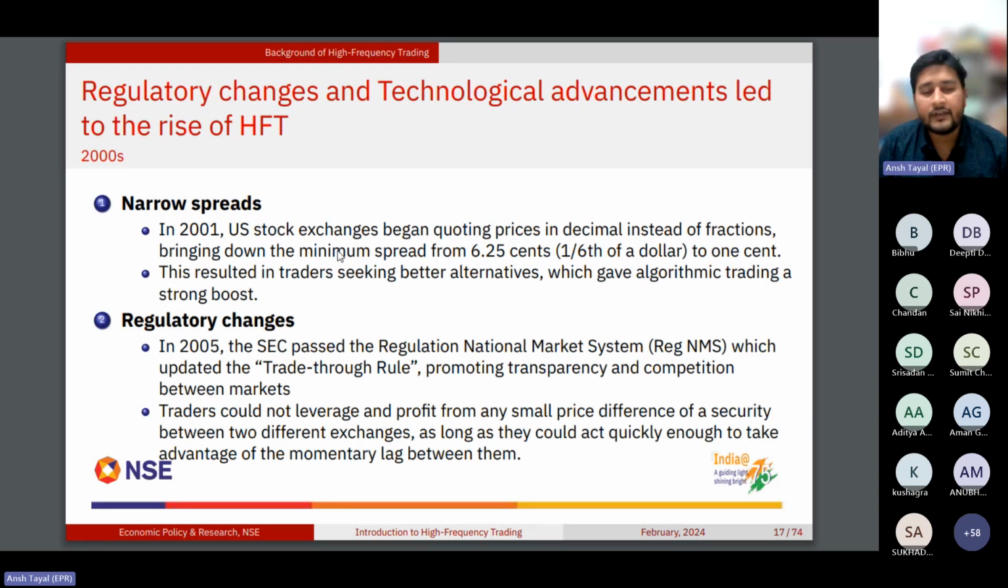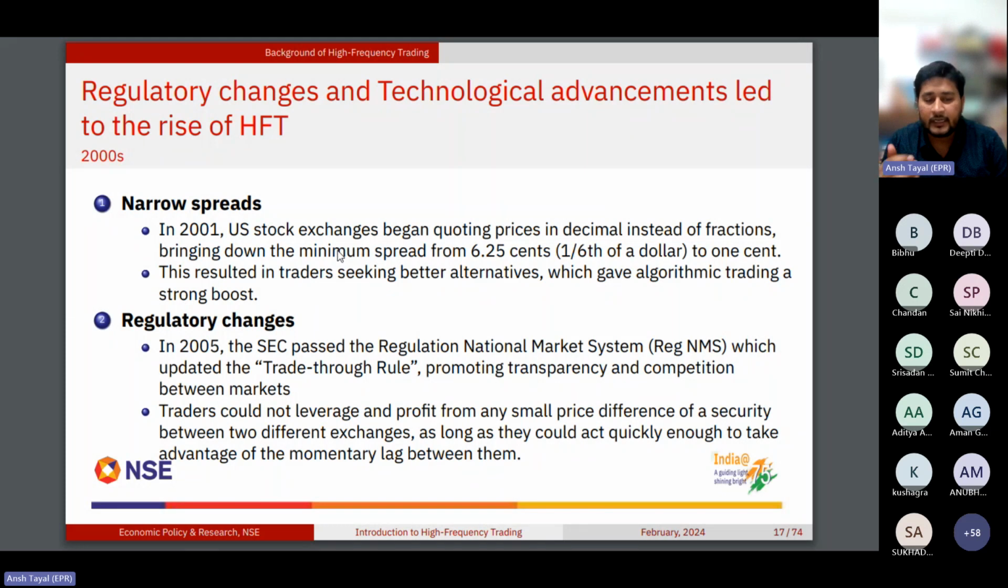Another was the regulatory changes in 2005. The SEC, Securities Exchange Commission, which is the regulator for the US markets, proposed something called Reg NMS, Regulation National Market System. What this means is that if there are multiple exchanges and you place an order at one exchange, but there's a better price available at the other exchange.